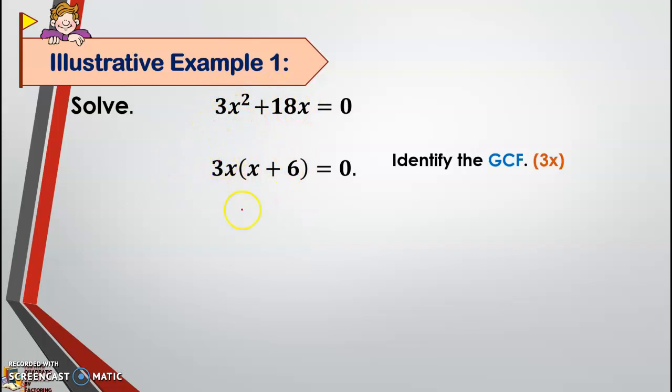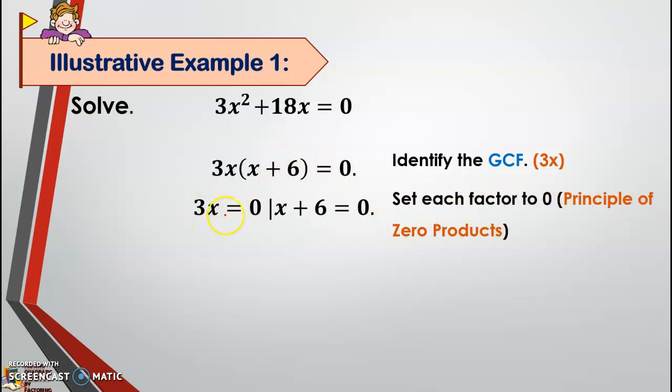The greatest common factor is 3x, because 3x is present in the two terms, 3x here and 3x here. So how do you get x plus 6? After getting the GCF, you factor it out or divide it. Now you will be left with x plus 6 inside. So 3x parenthesis x plus 6 equal to 0. After that, you use the principle of zero product. So 3x equal to 0, x plus 6 equal to 0. And then you solve for x, which gives us x equal to 0 and x equal to negative 6.